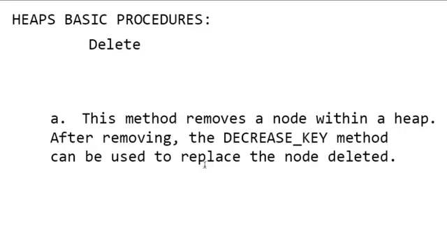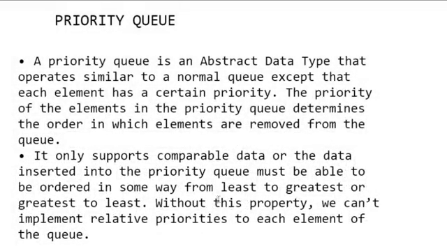The next method is delete. This method removes a node within a heap. After removing, the decrease key method can be used to replace the deleted node. Its difference with decrease key is that we delete a node inside the queue. So here in the queue, we're going to prioritize which one we're going to use: greatest to least or least to greatest?